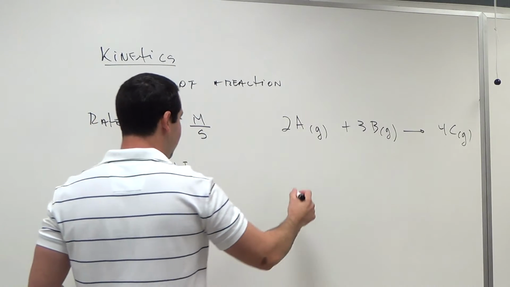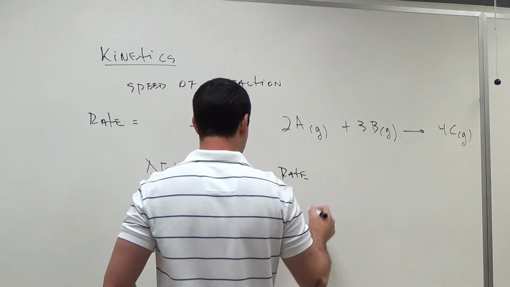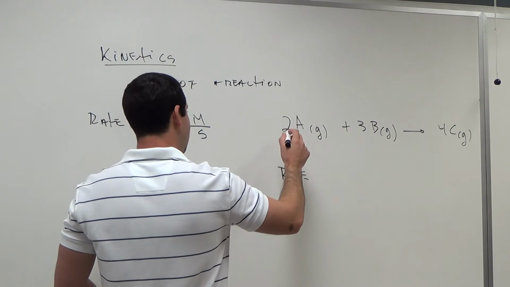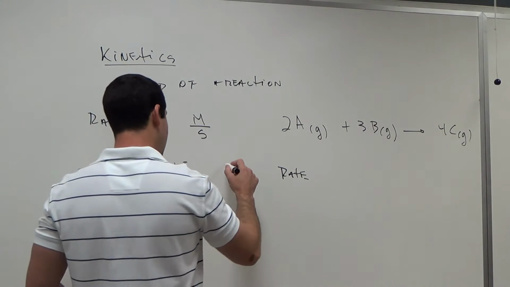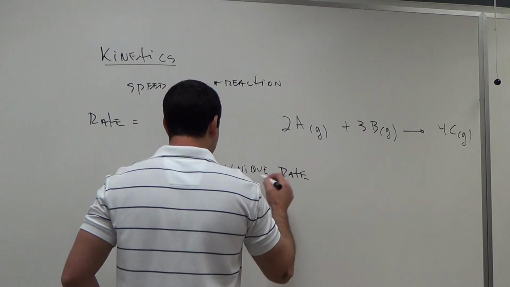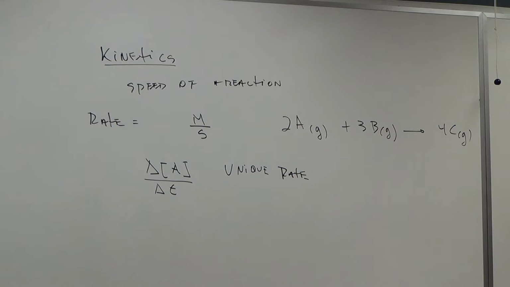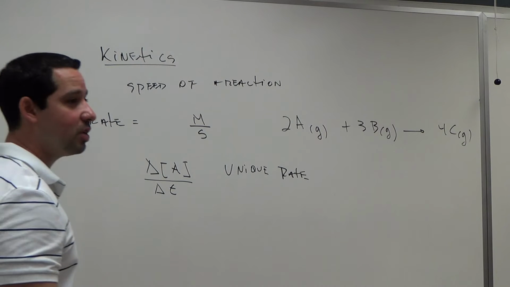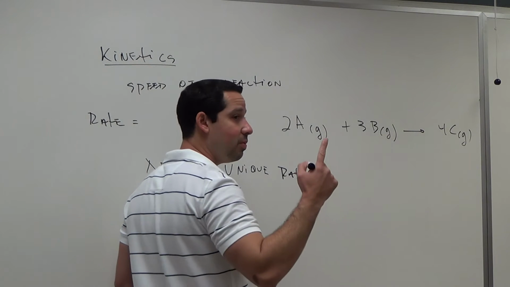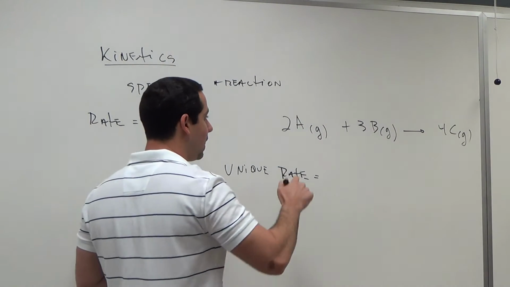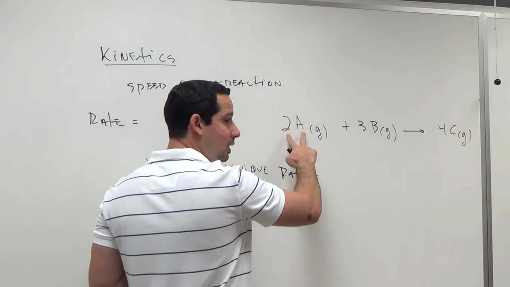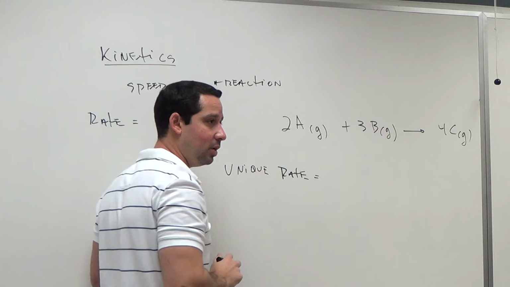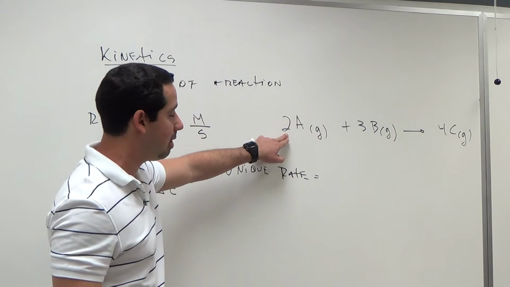So, we can calculate a rate based on the disappearance of each of them, or we can calculate a rate that is called the unique rate. And unique means what? That it applies to only one thing. It's special, one of a kind. So the unique rate is how many rates? One rate. So I have to give you a rate in which the disappearance of A is the same number as the disappearance of B.